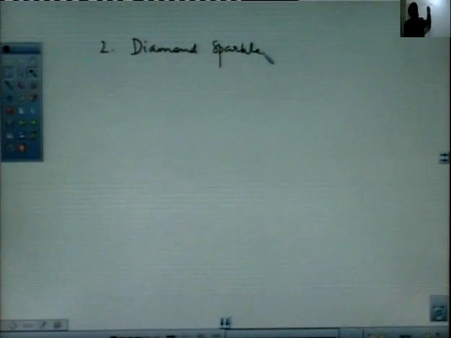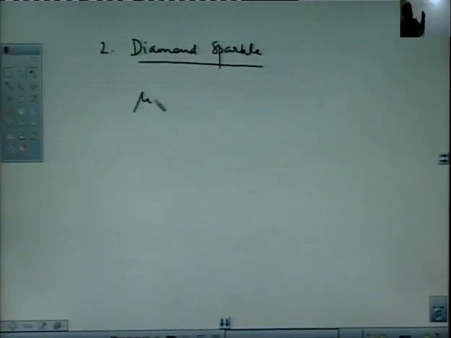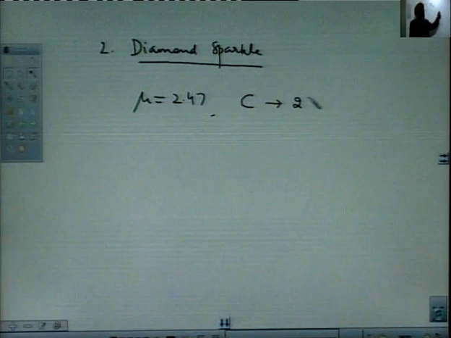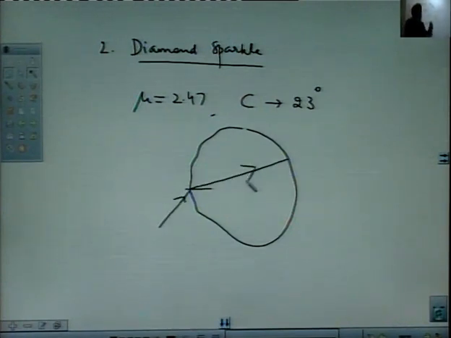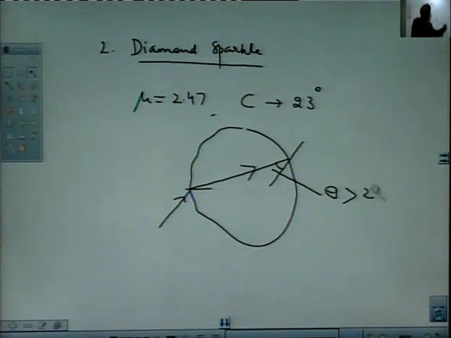The second application is sparkling of diamond. We have just discussed that diamond has a very high mu and C is only 23 degree. A diamond is cut so that light entering the diamond strikes this inner surface at an angle greater than 23 degree. So, it will come back inside the diamond.